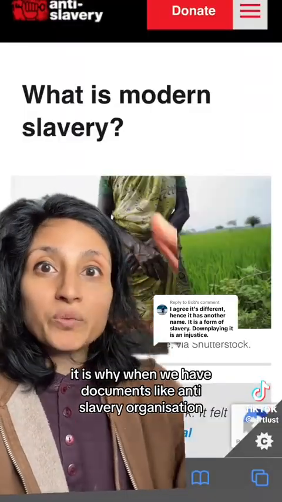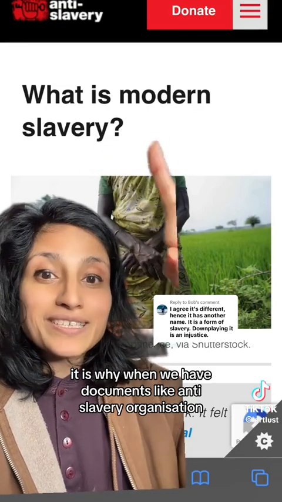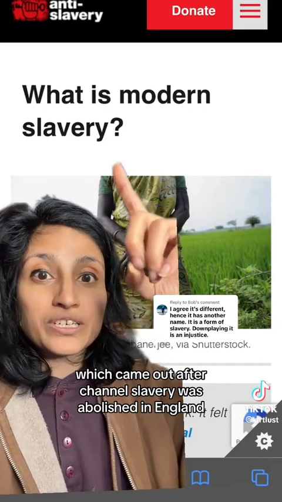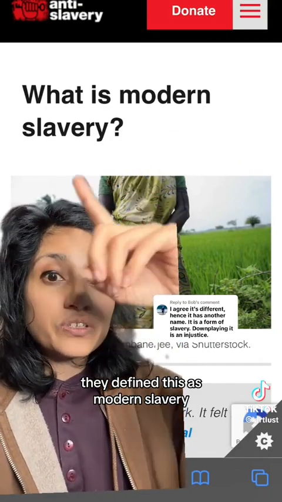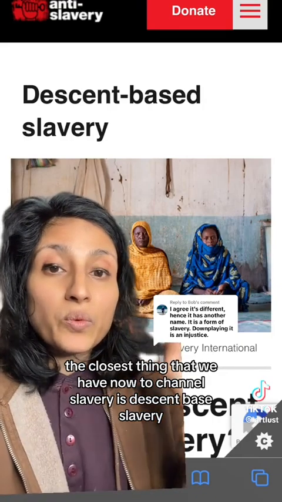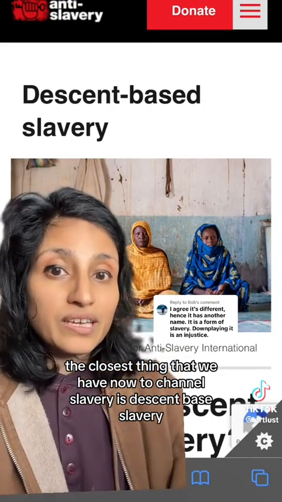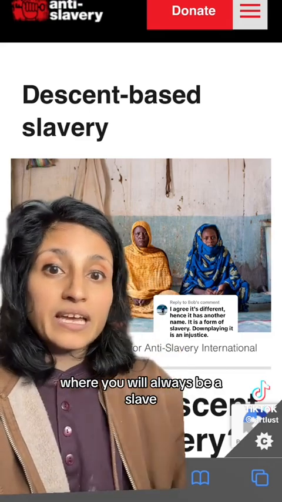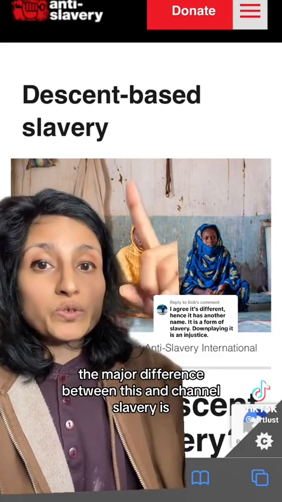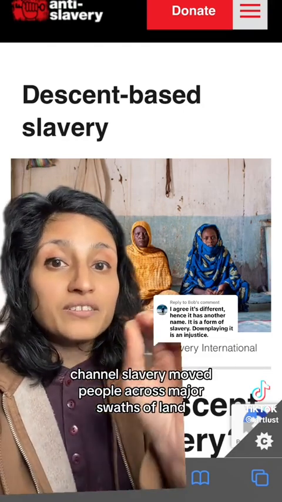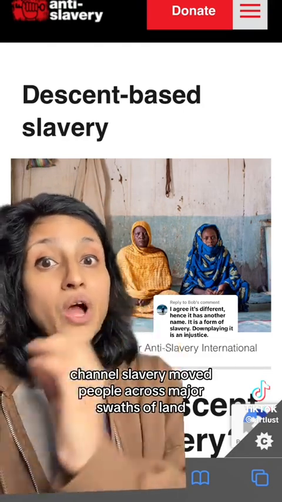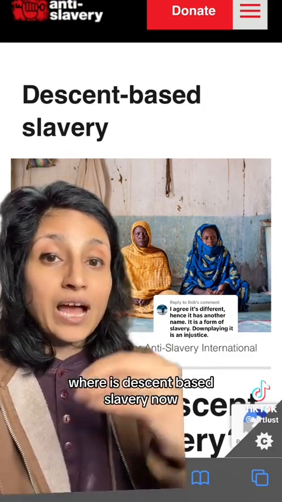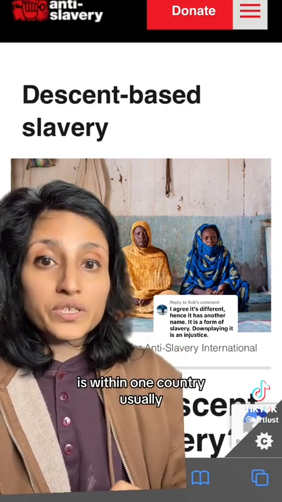It is why, when we have documents like those from the Anti-Slavery Organization, which came out after chattel slavery was abolished in England, they define this as modern slavery. The closest thing that we have now to chattel slavery is descent-based slavery, where you will always be a slave no matter what. The major difference between this and chattel slavery is that chattel slavery moved people across major swaths of land, whereas descent-based slavery in modern times is usually within one country.